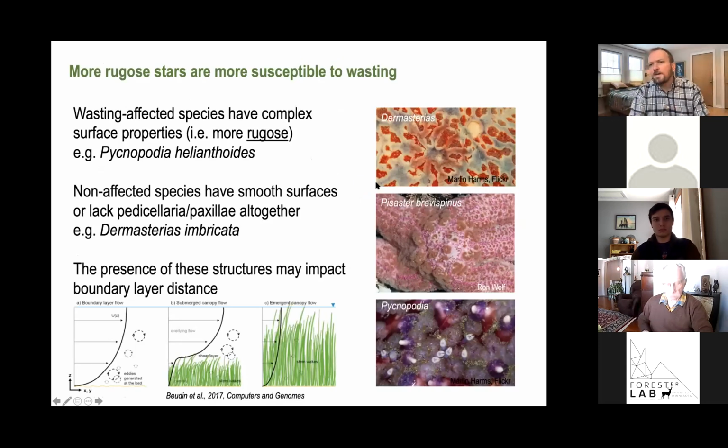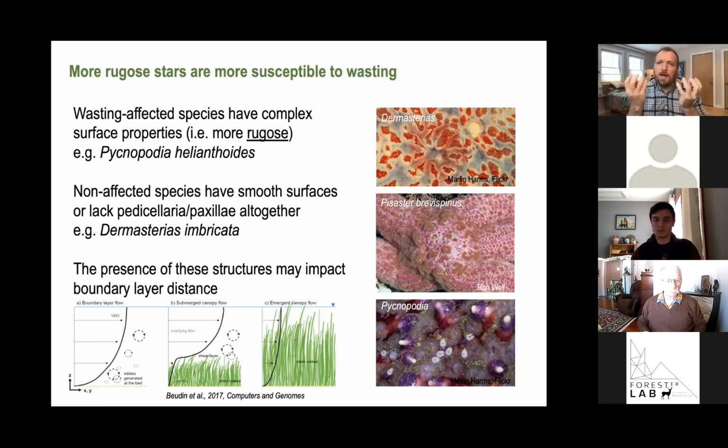The other really interesting thing that we came across is that more rugose stars are more susceptible to wasting. We started to notice that those species that are flat, relatively smooth on their surface, didn't really have much wasting at all. Some of the species were unaffected by wasting, whereas those species with really complicated surfaces were the ones dying from this. For example, Dermasterias, the leather star, a very smooth starfish on the surface, had almost no wasting disease. Whereas co-occurring in exactly the same sites and environments, these two species, Pycnopodia and Pisaster, had lots of wasting, and they're almost gone now, all right?